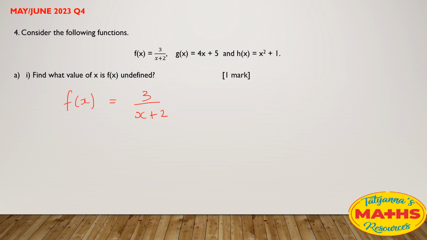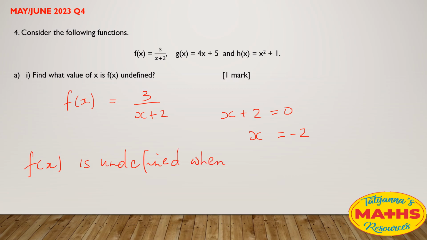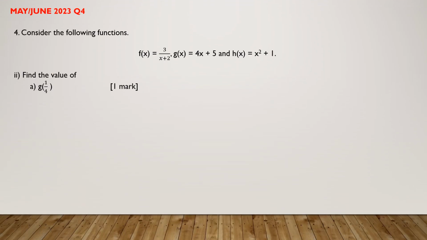What you will do is take the bottom part of this function and write it equal to 0 and solve. So x would equal, we're going to carry over the plus 2 to the other side, and it's going to give us a negative 2. So this function f of x is undefined when x is equal to negative 2. You're going to get 0 as your denominator, and it's going to make that function undefined.